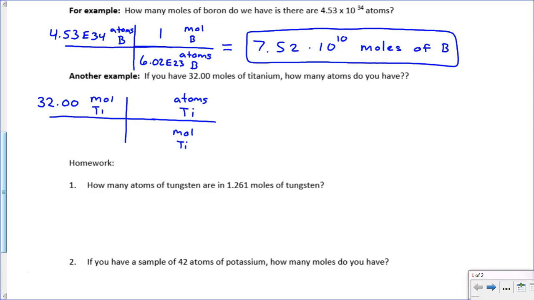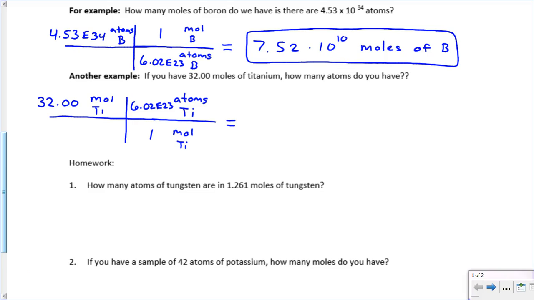You have to think about where the 6.02 times 10 to the 23rd goes again. Is it 6.02 times 10 to the 23rd atoms in 1 mole, or is it 6.02 times 10 to the 23rd moles in 1 atom? Again, you should come up with 6.02 times 10 to the 23rd atoms in 1 mole. All right, so moles cancels out. We get into atoms.